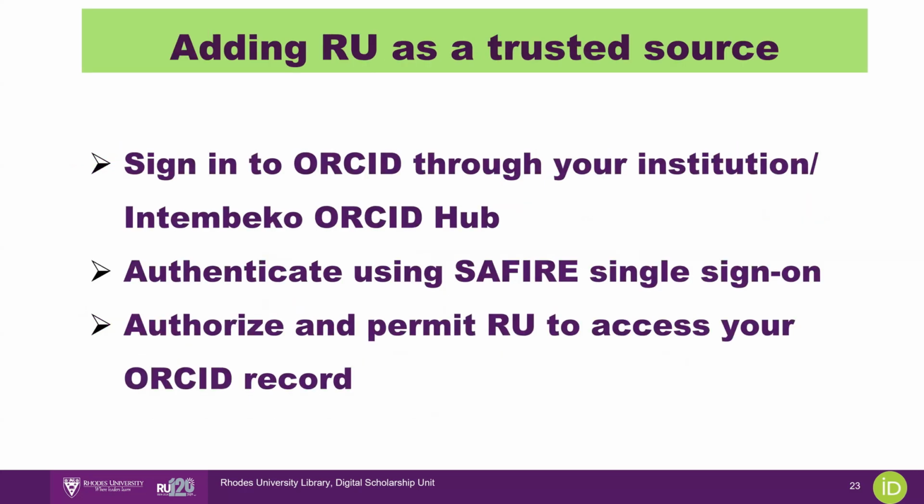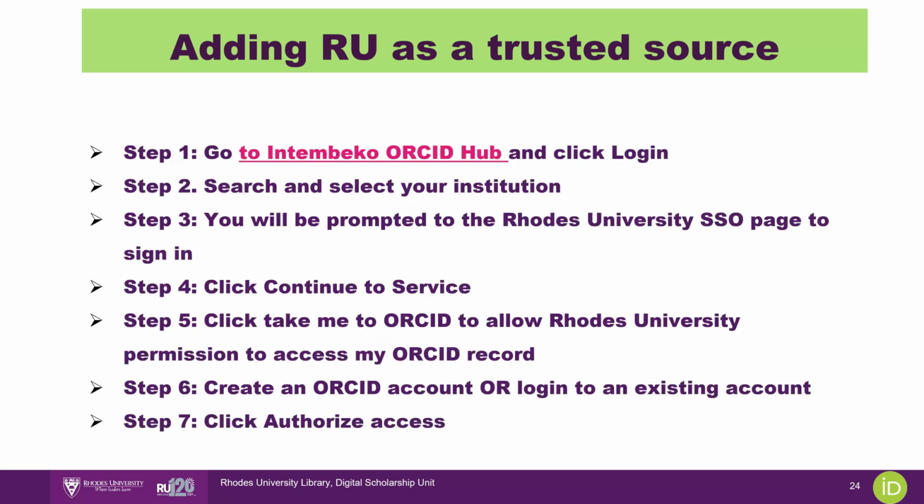To add RU as a trusted source, you just go to ORCID and sign in through your institution, or you go to the Intembeko ORCID Hub and sign in to your ORCID through the hub. It will authenticate you through Sapphire, a single sign-on, and then you need to authorize and permit Rhodes University to access your ORCID record. Those are just the steps, but I am more than happy to show you how it's done.